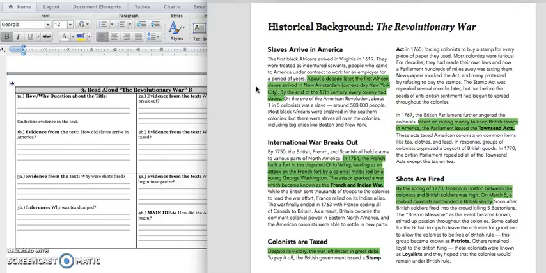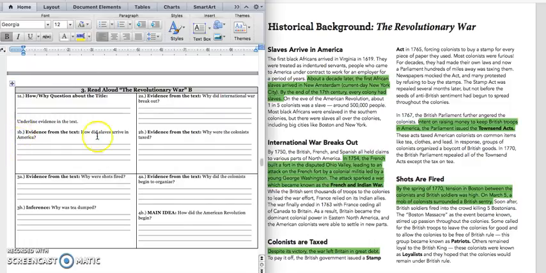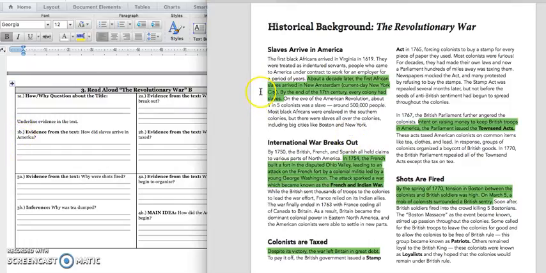So we'll stop right there because 1B tells us, how did slaves arrive in America? And if we go back to what we underlined in the text, we know slaves arrived in America in New Amsterdam, which is now called New York City. And by the end of the 17th century, every colony had slaves. So I would write down these two sentences in 1B. Press pause to write down your answer and play when you're ready to keep reading.